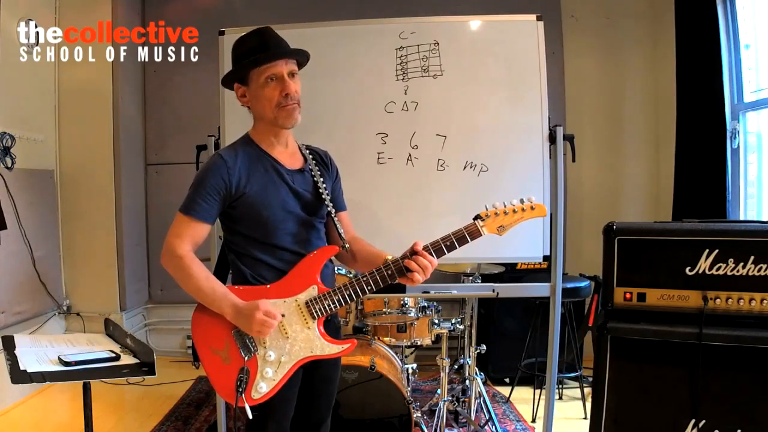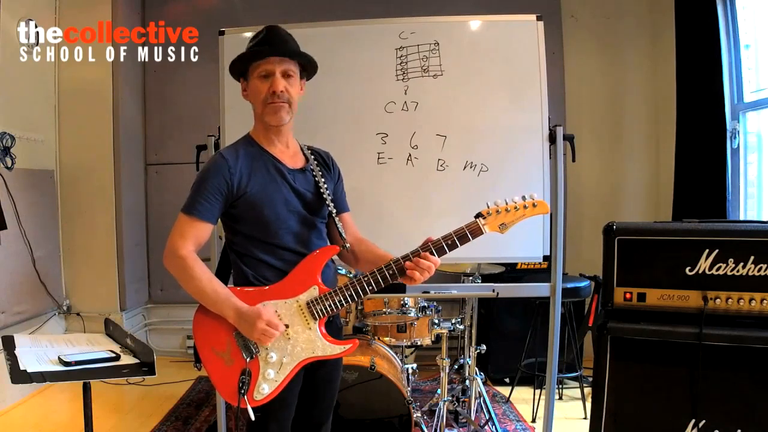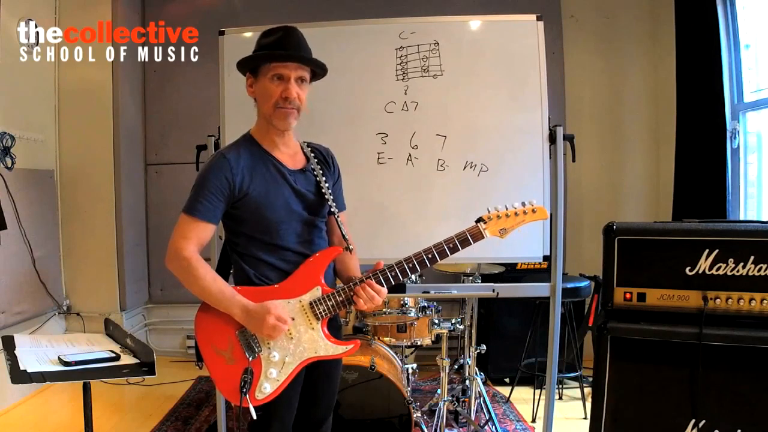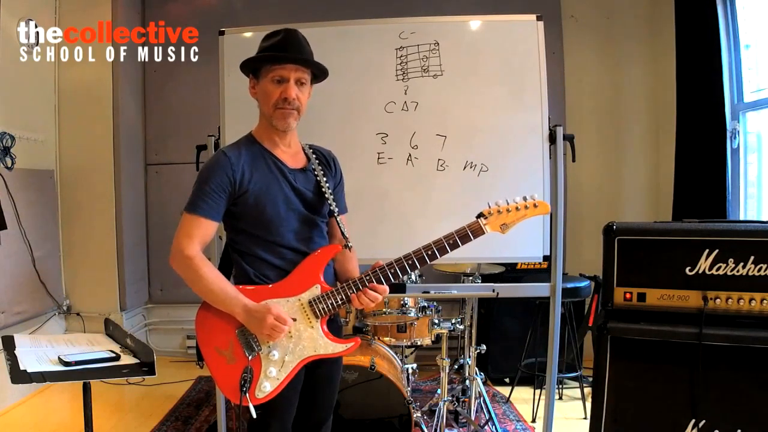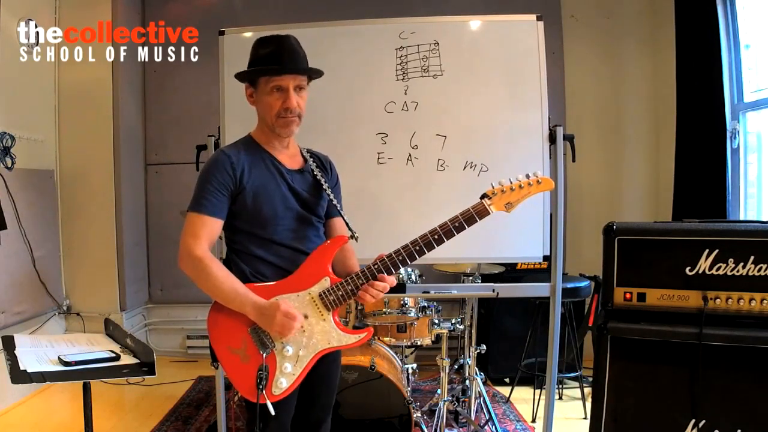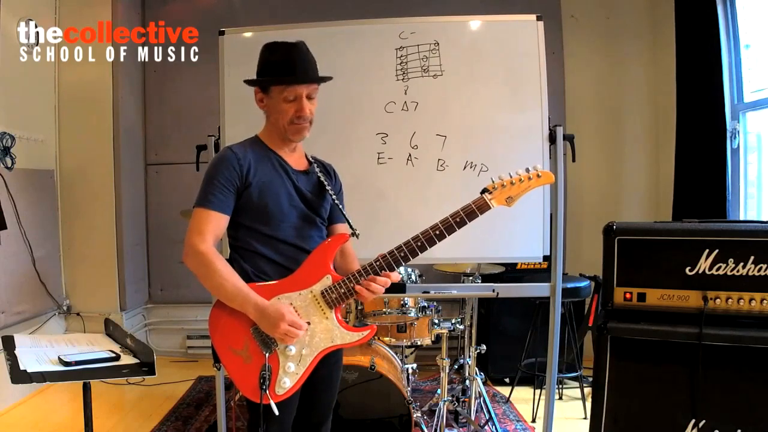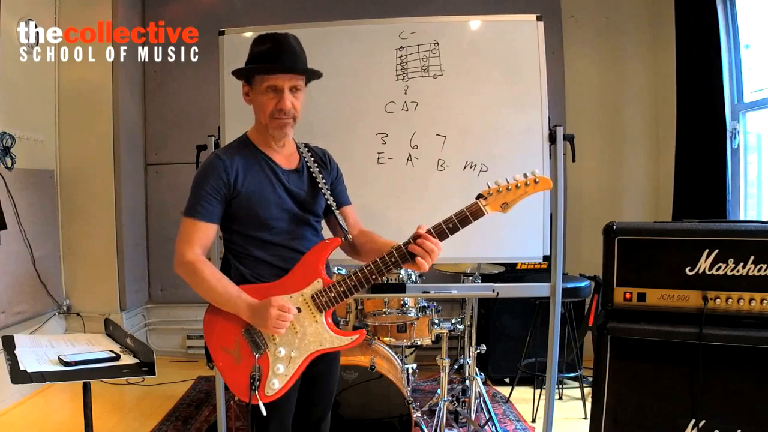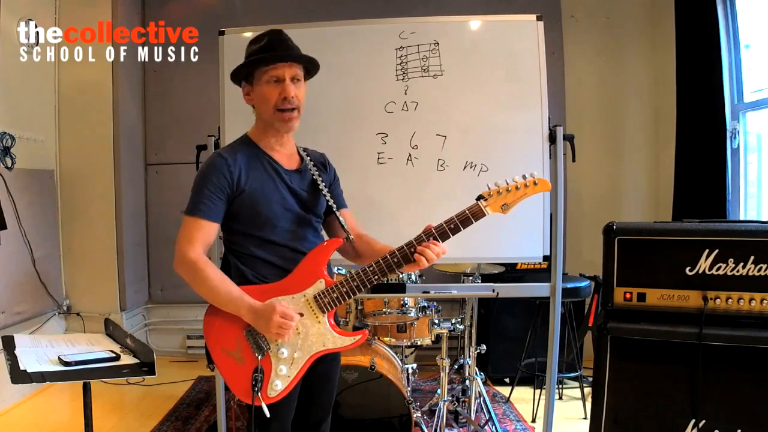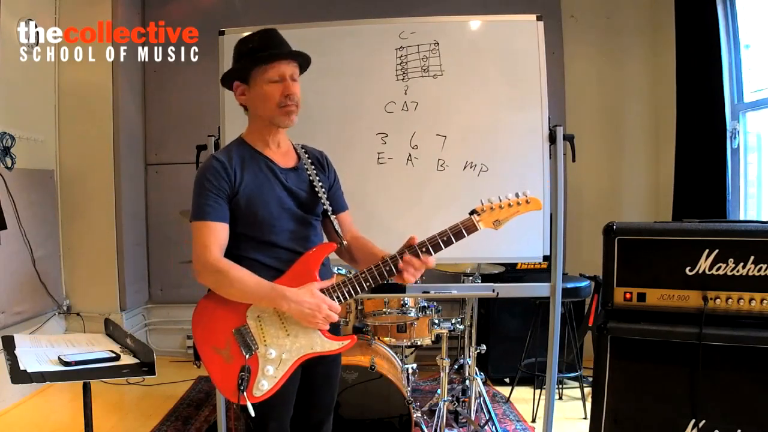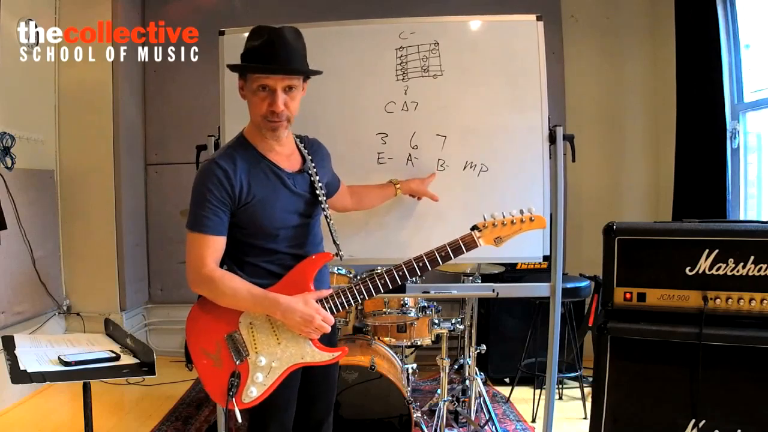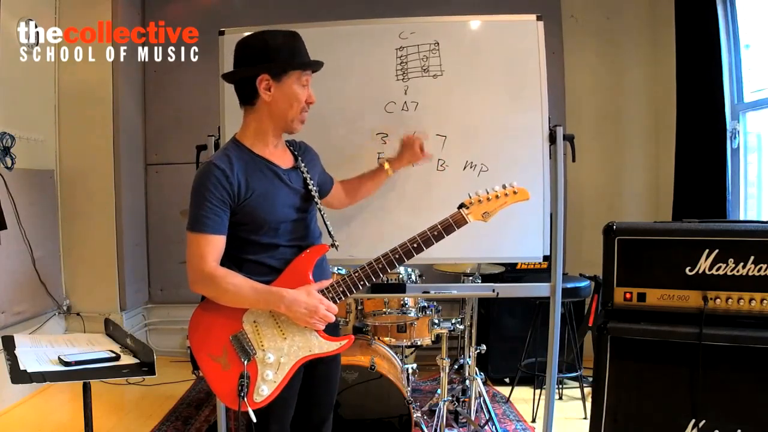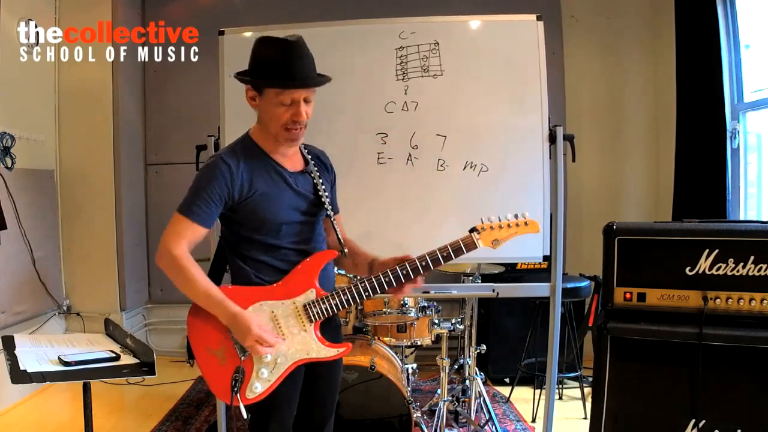Fifth. Back to E minor. Back to A minor. Next, this is the freaky one. It's the 7th, so it's a half step below this. It's B minor, and it's a beautiful sound, check it out.